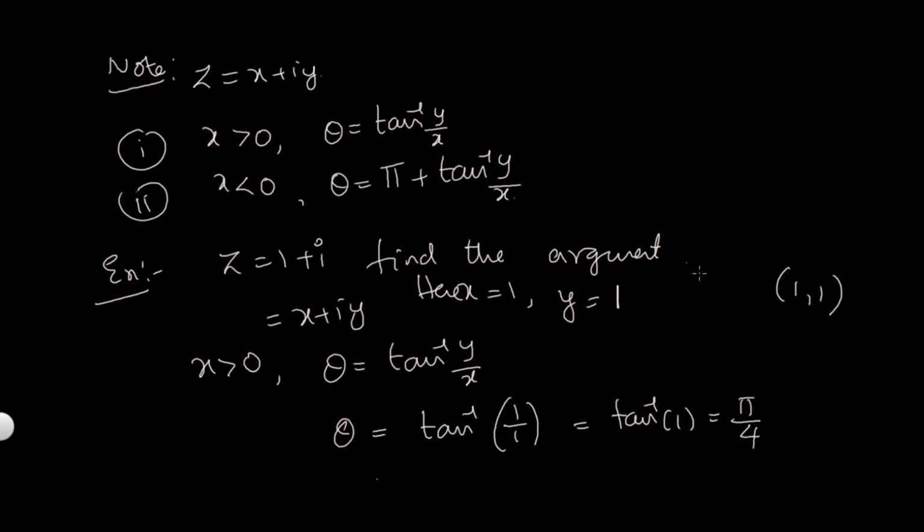Let us take a graph also. This is the point 1 comma 1. This is 1 unit and this is also 1 unit. So now this is the modulus. The angle here is obviously pi by 4. So this is theta. Theta means argument. Argument means the angle made with the x-axis, that is OP bar. That angle is pi by 4. In the same way, we can solve other problems.